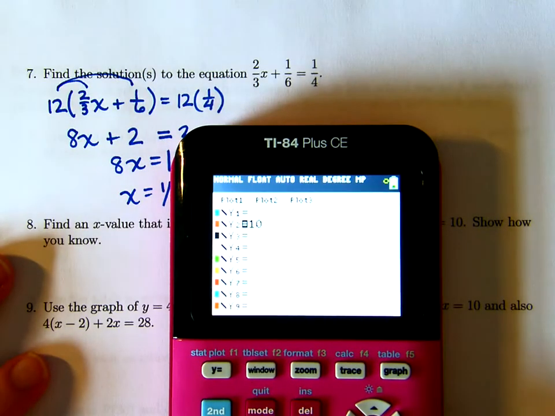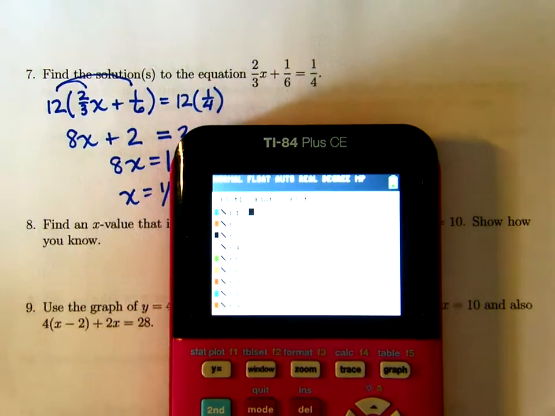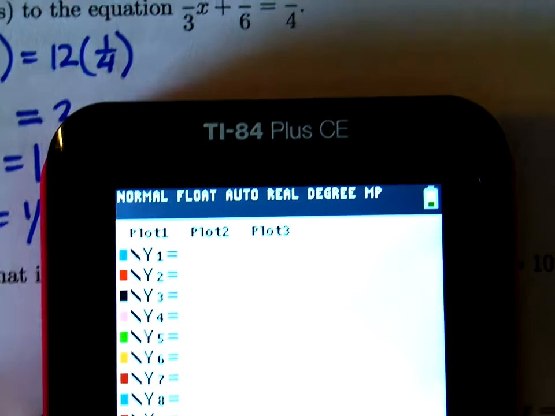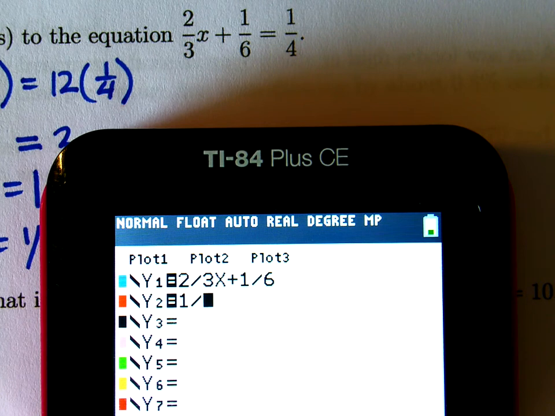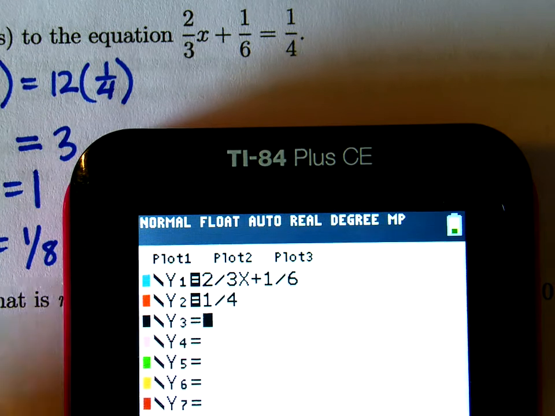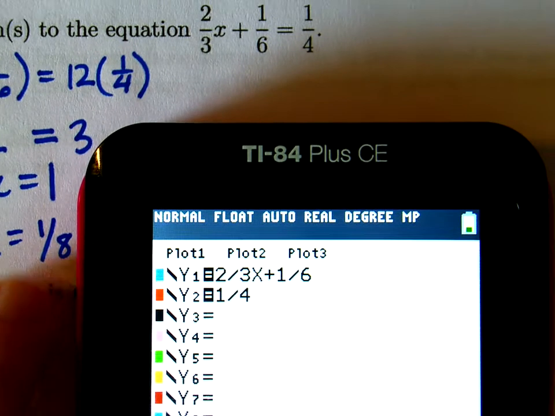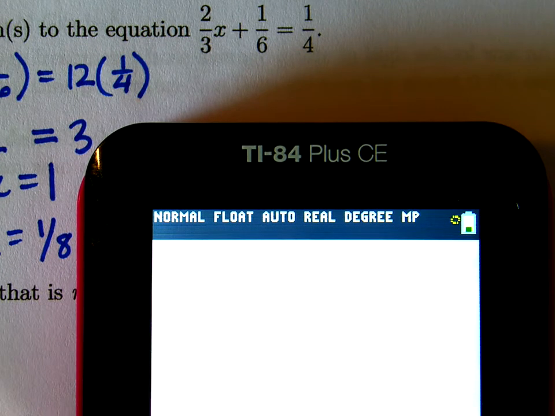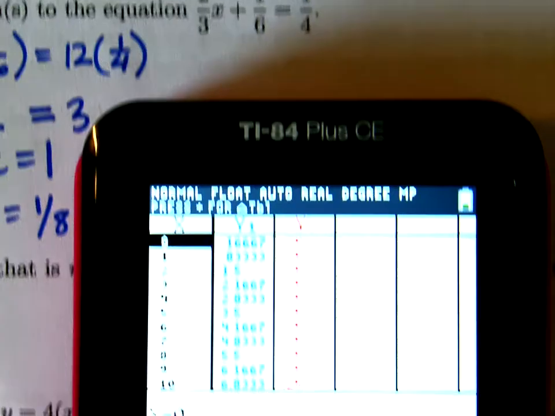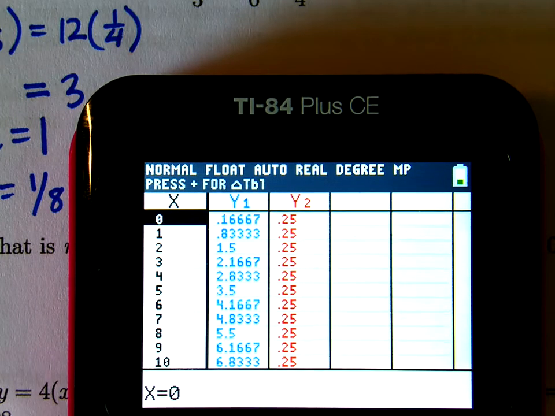Now, in order to do this on the calculator, here we go. I have to clear this out. And let's see. On the left side, we have 2/3 x plus 1/6, and on the right side, we had 1/4. Got it. And we're going to get eighths, so we're going to get fractions. I'm going to go to my table instead of my graph. And let's see, can we find out where they're equal?